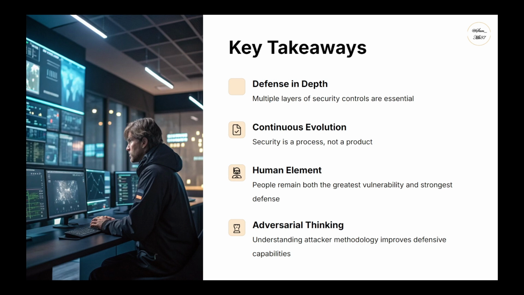Third, we cannot overlook the human element. People are often the weakest link through phishing, misconfiguration, or social engineering, but they can also be the strongest defense when well trained. Finally, adversarial thinking is key. The more we understand how attackers operate, their tools, techniques, and mindset, the better we can anticipate, detect, and stop them. Thinking like an attacker is often what makes the difference in a strong defensive strategy.